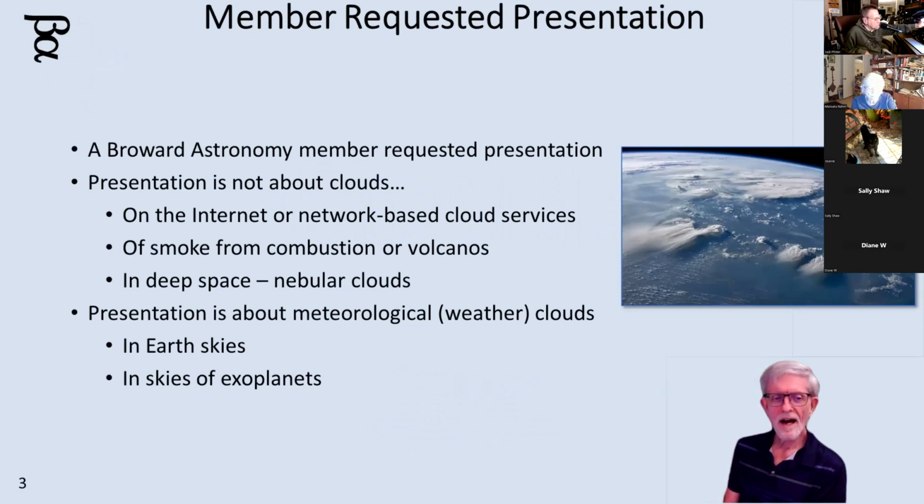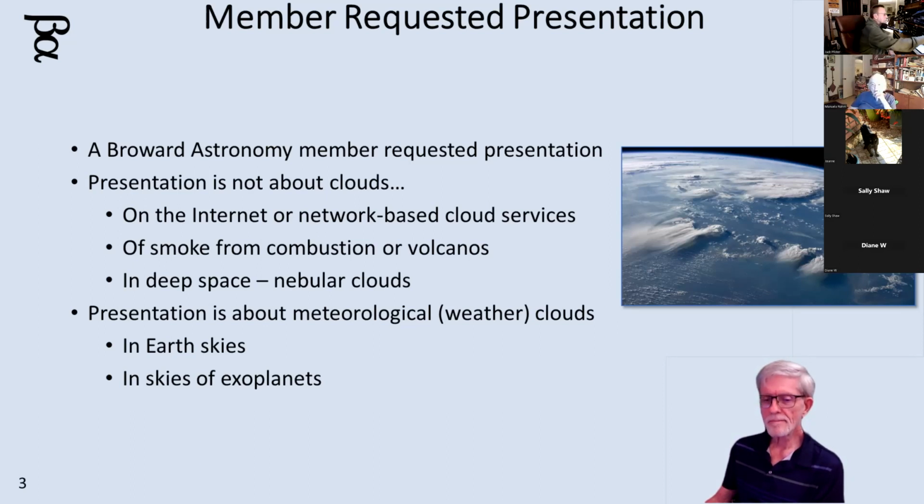Joanne, thank you. It's not about internet or network-based clouds. It's not about smoke from burning trees and such, combustion, or volcanoes, and not nebular clouds, which are in deep space. This is the meteorological or weather types of clouds on Earth and its skies, or the skies of other planets in the solar system or exoplanets.